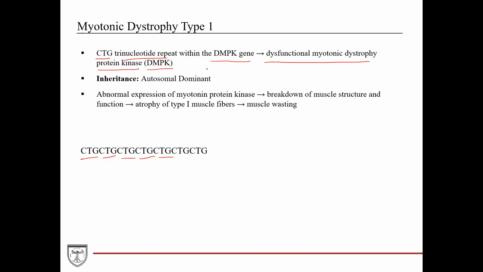The exact function of myotonic dystrophy protein kinase is not really well understood. What is understood is that it's very important for all muscular function. So cardiac muscle, skeletal muscle, and even smooth muscle. The inheritance is autosomal dominant, which makes it unique compared to Duchenne and Becker muscular dystrophies. And as far as the disease mechanism, it's not fully understood, but what is known is that you see abnormal expression of myotonin protein kinase.